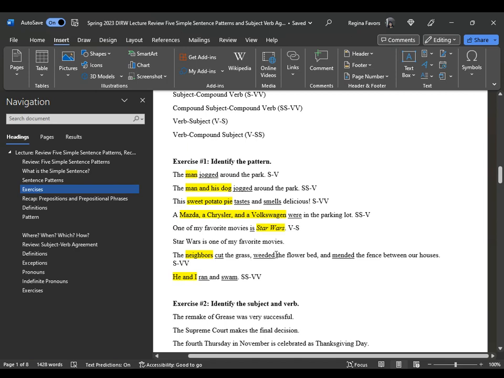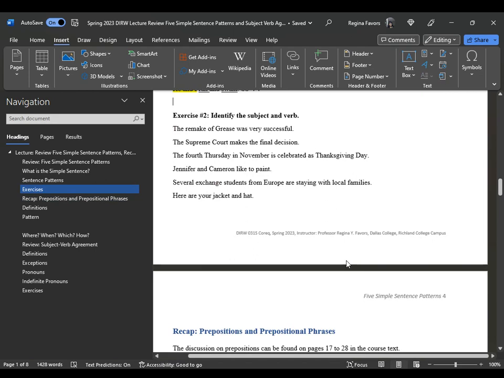And then the neighbors, singular subject or just subject with compound verb. So cut, weeded, mended, and many of you got this correct. And then he and I ran and swam. So compound subject, compound verb. So let's look at identify the subject and the verb for a minute.